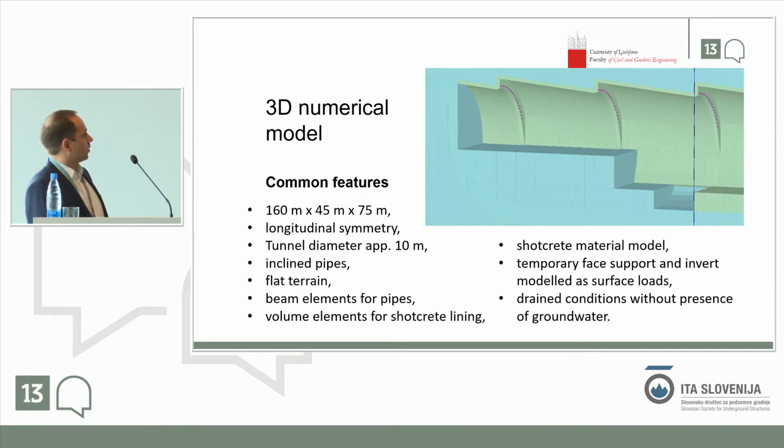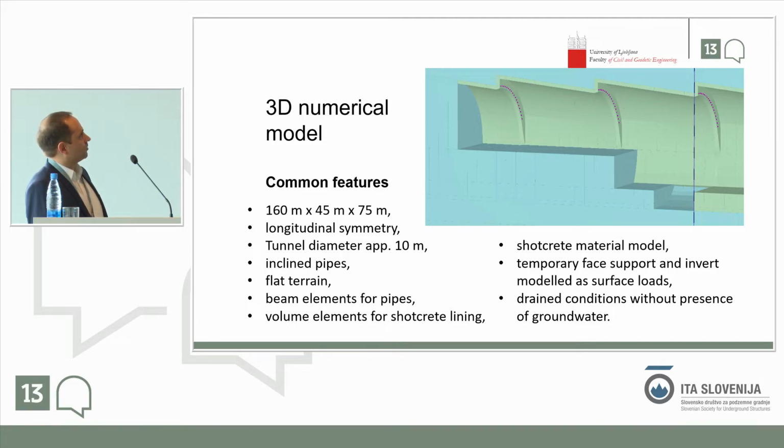Moreover, we used beam elements for pipes. Initially, we started with embedded beam elements, but later I'll be commenting on this decision. Shotcrete lining was modeled with volume elements, and the material model for shotcrete was the concrete model, which meant that the time effect was also included to include the hardening of the concrete during the construction.